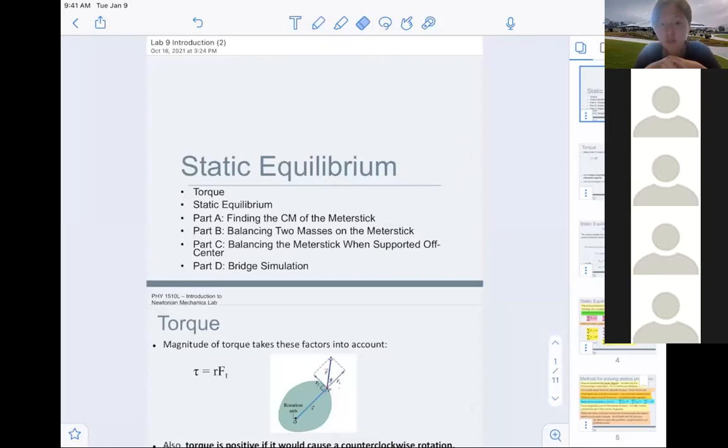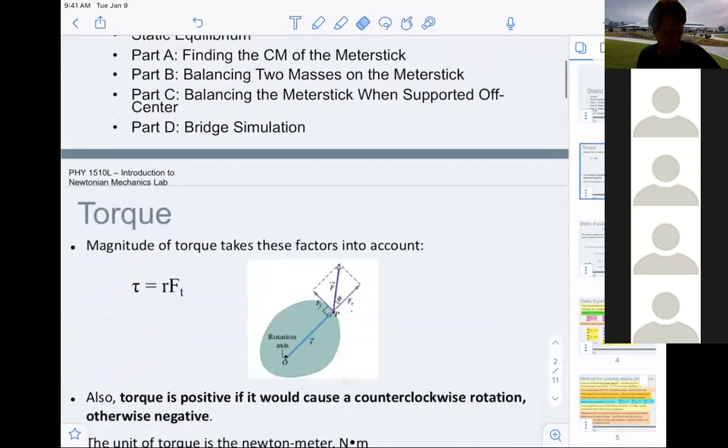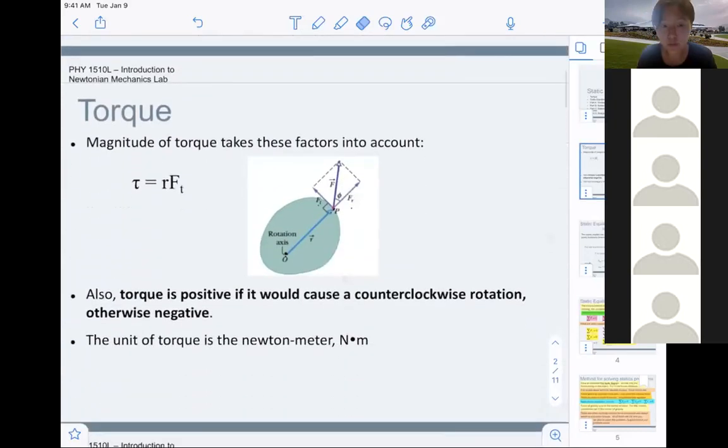So you need the object to not be moving up and down or horizontally. Also, you need it to not rotate, right? So that will be considered to be static equilibrium. This is what we're going to explore today in this lab. Let's go through the definition of torque again, in case you haven't talked about this in class, and we did a little bit in our previous lab.